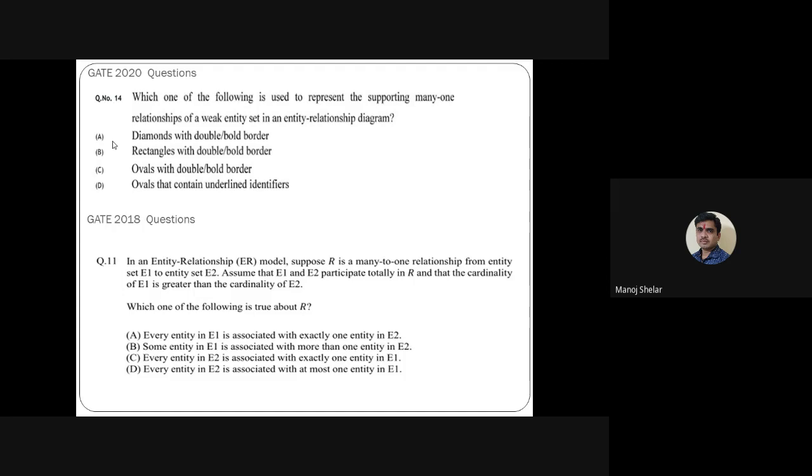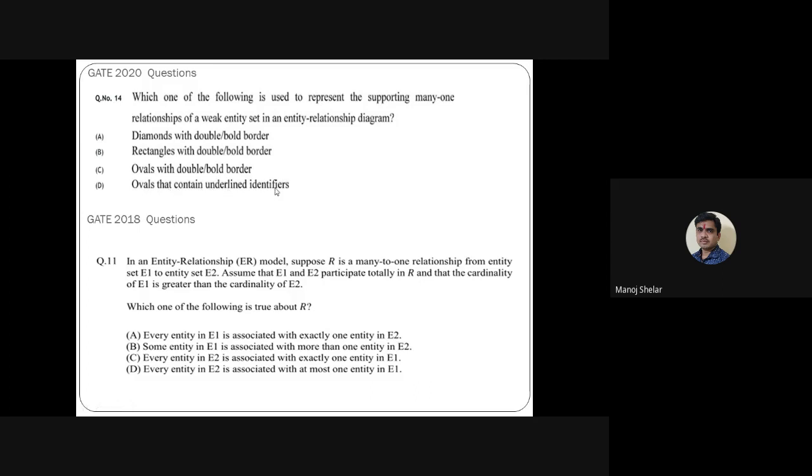So which one of the following, listen carefully, which one of the following is used to represent the supporting many to one relationship of a weak entity set in an entity relationship diagram? What is a weak entity? A weak entity means no key attribute, no primary key is available in a weak entity. So it is represented in a double rectangle or double diamond, sorry, double diamond. So here are four options: diamond with double bold border, rectangle with double bold border, oval with double bold border, oval with underline that identifies.